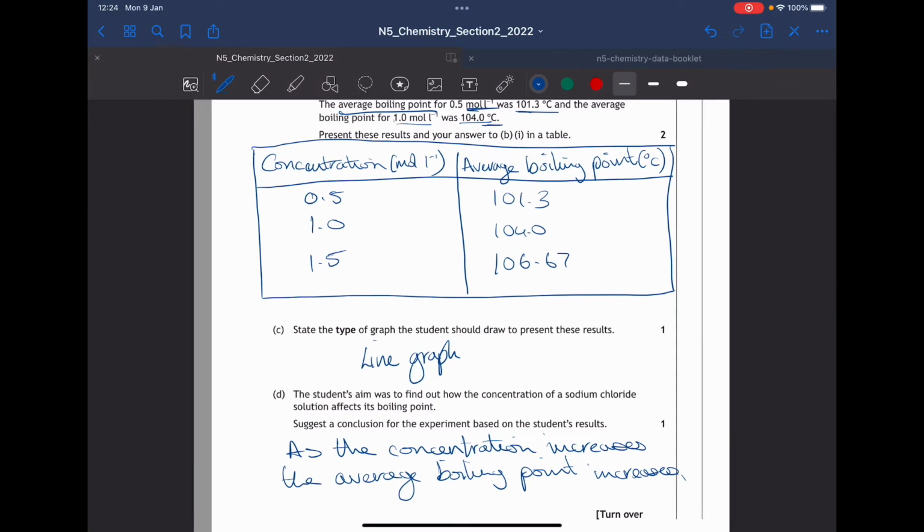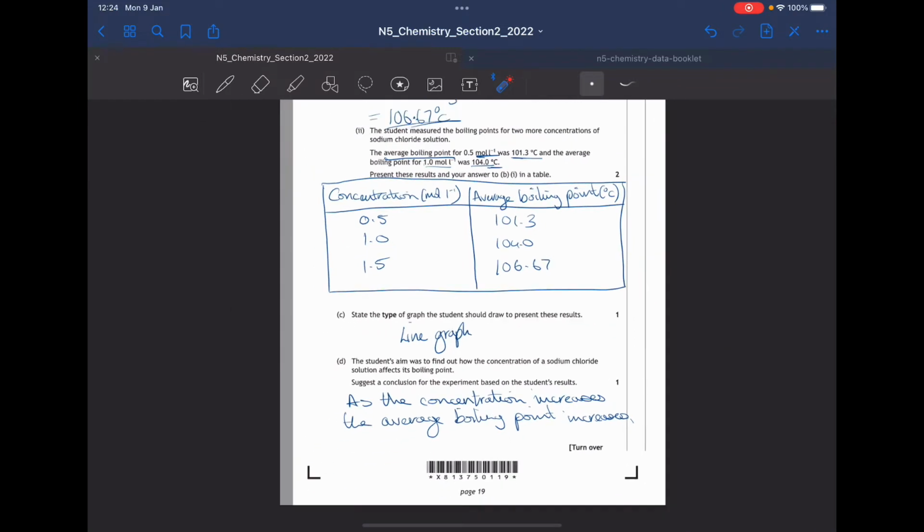With these questions that are forming conclusions, you need to make sure that you get the variables the correct way around in the statement. So a common thing some people do is they'll say that as the average boiling point increases, the concentration increases. But you have to remember that boiling point doesn't affect concentration. Concentration affects boiling point. So the cause and effect have to be the correct way around. So whatever's causing the change goes first. So changing concentration causes the average boiling point to change. So the concentration would have to be mentioned first.